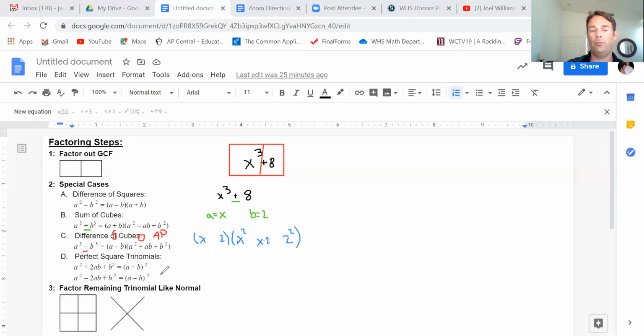And here's where our little SOAP formula comes into play. So since this is plus, our first one is always the same sign. So same as plus is plus. The second one is the opposite. So if this is plus, opposite is minus. And then I always end with always positive. So when I factor it, I end up with x plus 2, x squared minus 2x plus 4.